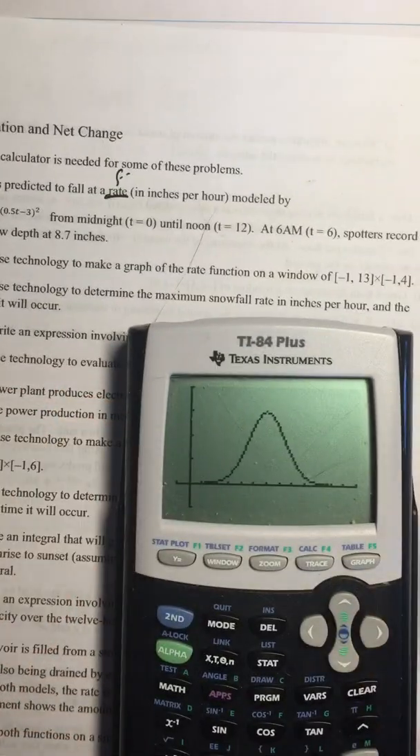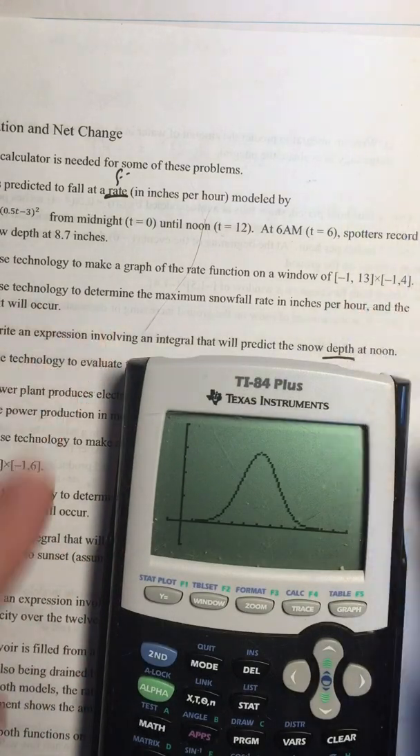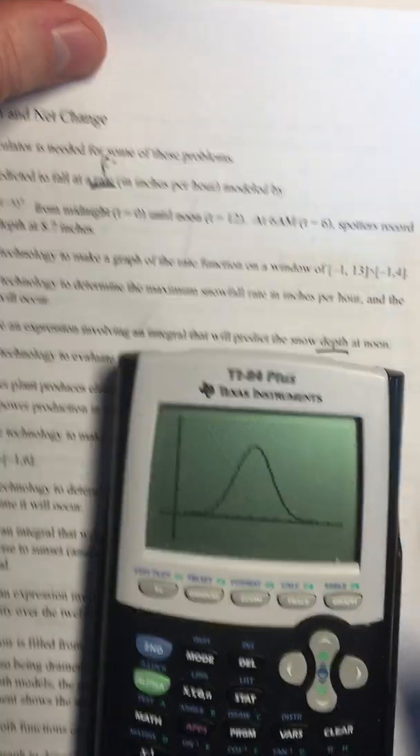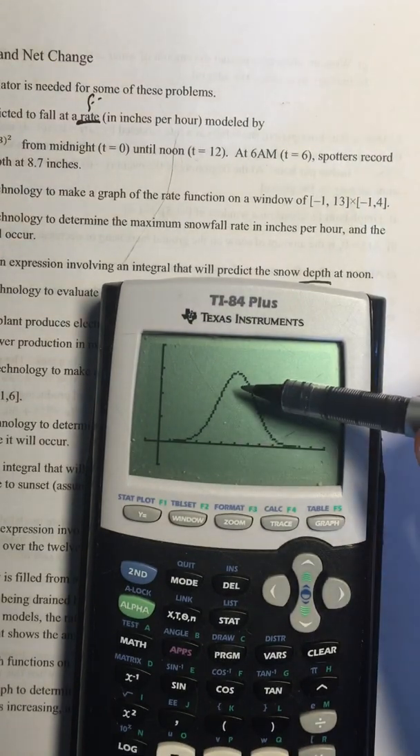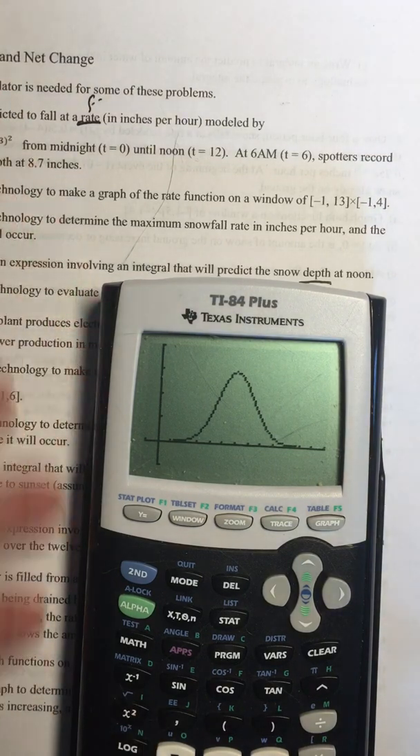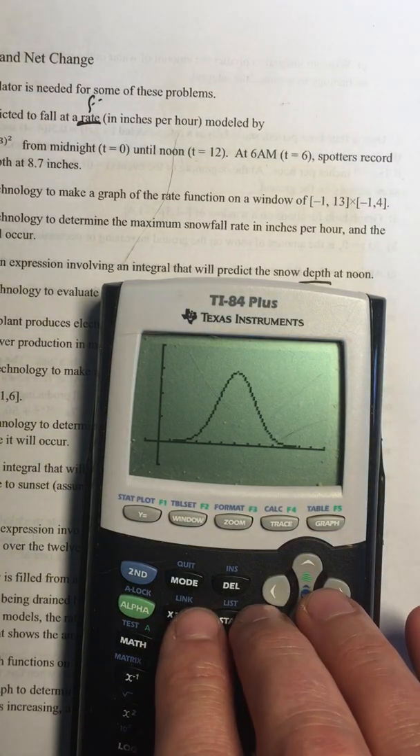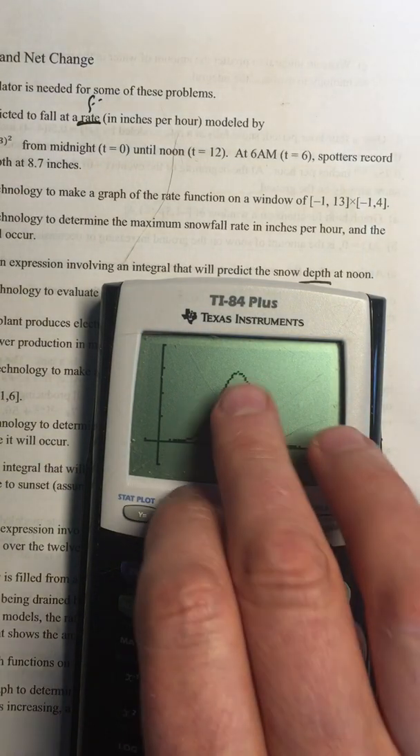Now, what I would do is snap a picture of this and include it in my homework when I turn it in, because this is going to be homework. Now it says use technology to determine the maximum rate of snowfall. Well, this is the rate. This one's calculator active. We want to really use our calculator to the max on this one. So I want to find that max.